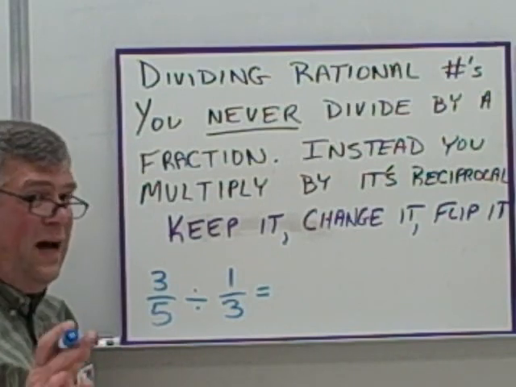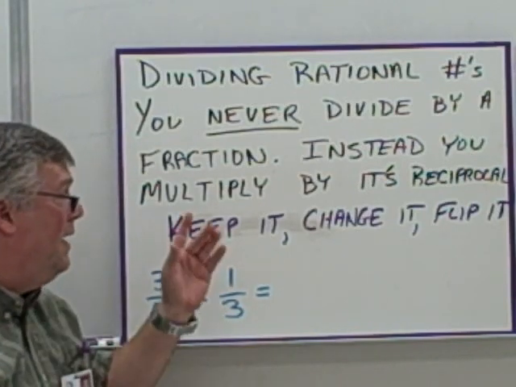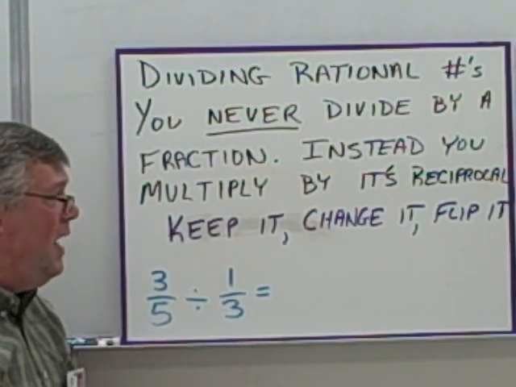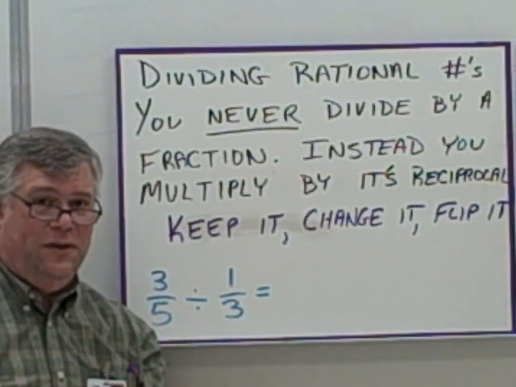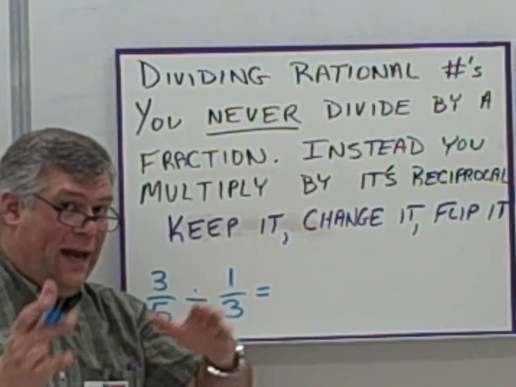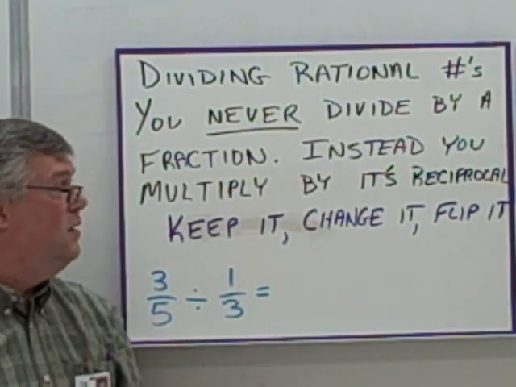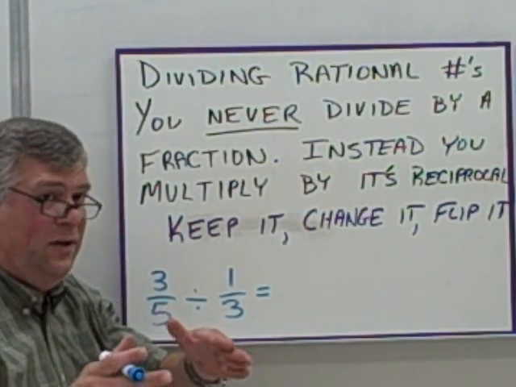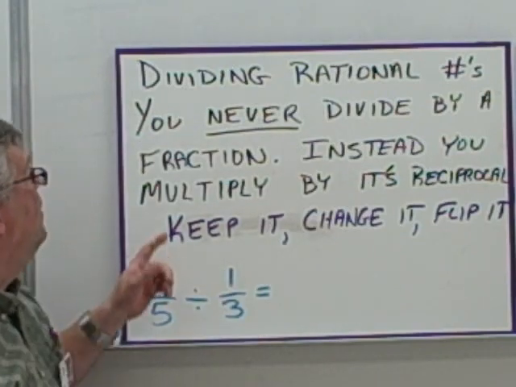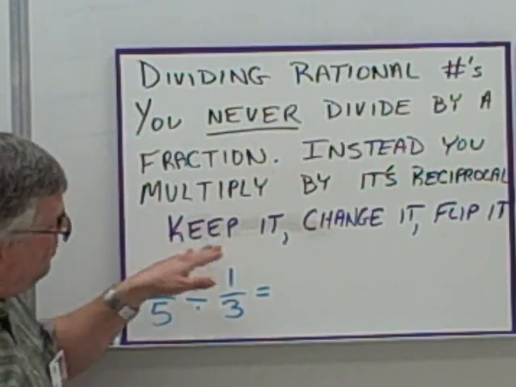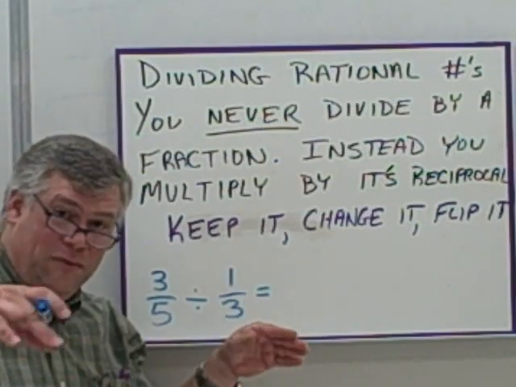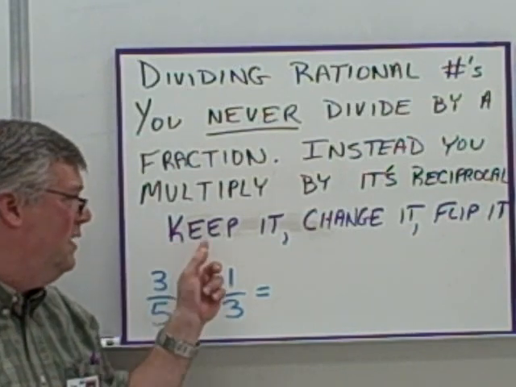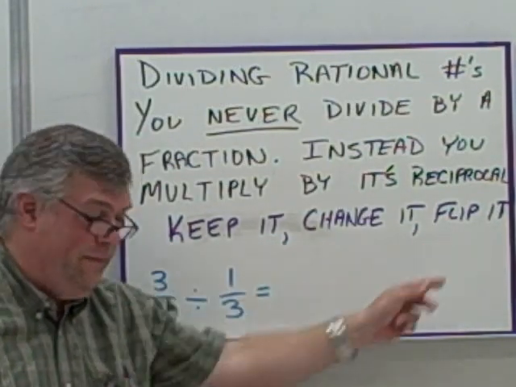Dividing rational numbers. When you divide rational numbers, you never actually divide by a fraction. Never divide by a fraction. Instead, you're going to multiply by a reciprocal. Now, you remember with the integer stuff, we said we're not subtracting anymore, we're adding the opposite. When it comes to dividing fractions, we're not going to divide fractions, we're going to multiply by the reciprocal. Remember the subtraction rules, we said to keep it, change it, change it. When you're dividing fractions, the rule is keep it, change it, flip it.